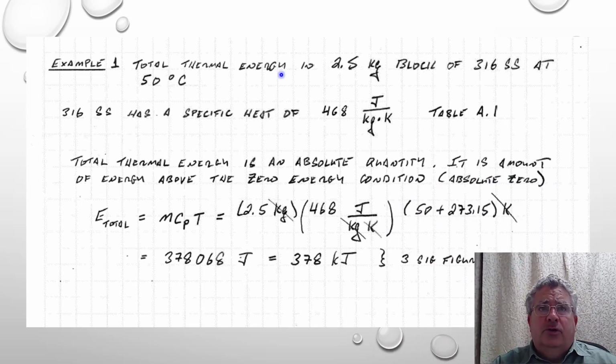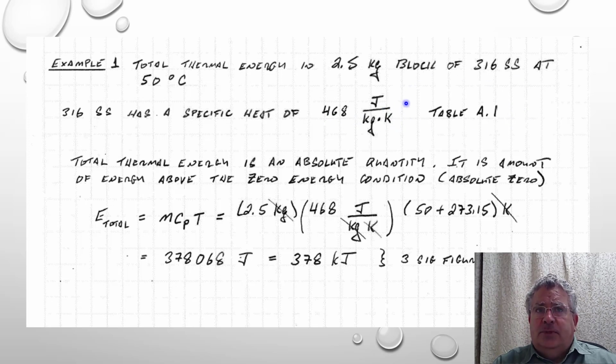We want the total thermal energy in a 2.5 kilogram block of 316 stainless steel at its temperature of 50 degrees C. We'll note that 316 stainless steel has a specific heat of 468 joules per kilogram per Kelvin. It's important that we remember how to state this. So 468 joules per kilogram, and what does the per Kelvin mean? It means that if you have 1 kilogram of this material and you want to increase it by 1 degree Kelvin, you need to add to it 468 joules.